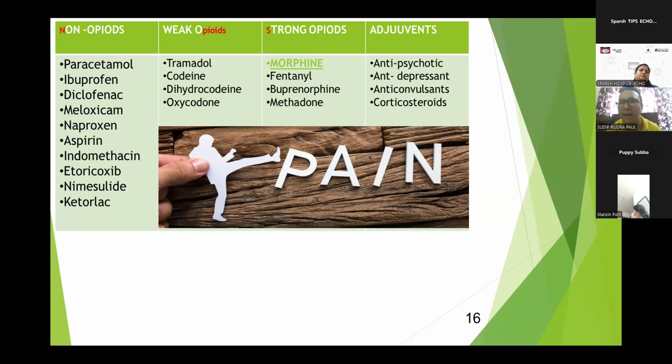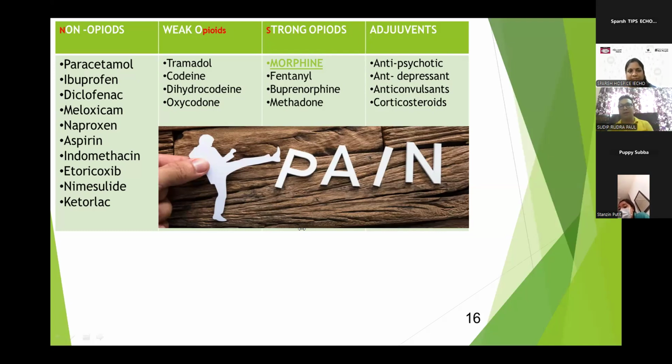What do you mean by adjuvant? Can anybody tell me? I'll be very happy if you can tell me. Please respond, guys. Yes? What do you mean by adjuvant?